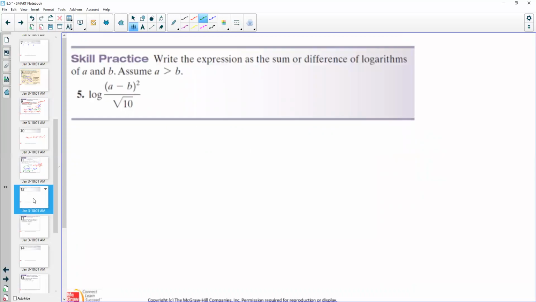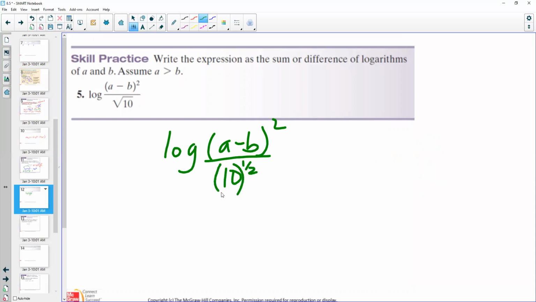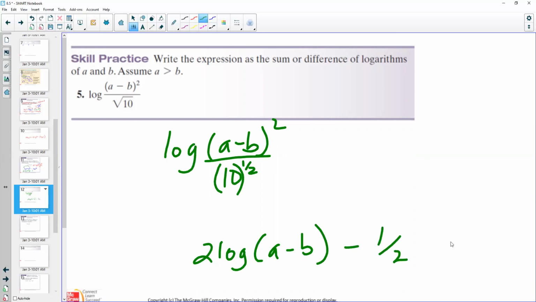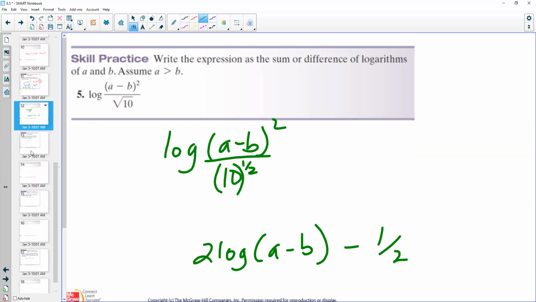All right, well, let's try this one. So I have log of a minus b squared divided by 10 to the power of half. All right, you try to work that out. When you are finished, you should get 2 log of a minus b minus half. Okay? All right, drop into the discussion if you need help. You know how to do that.